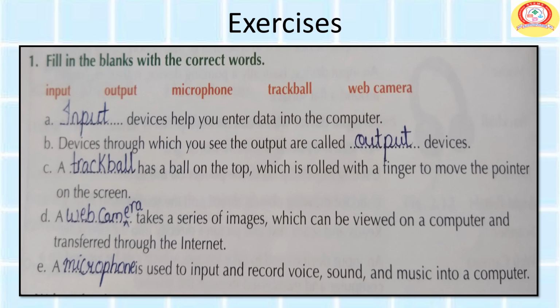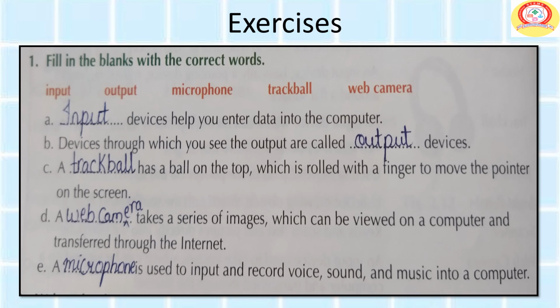Now children, next question. B. Devices through which you see the output are called dash devices. Output devices. C. A dash has a ball on the top which is rolled with the finger to move the pointer on the screen. So what will come, children? Trackball. A trackball has a ball on the top which is rolled with the finger to move the pointer on the screen.